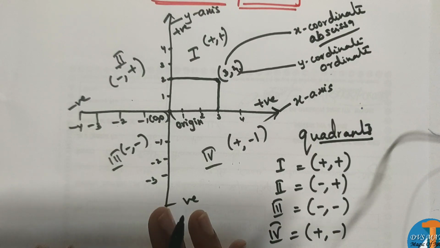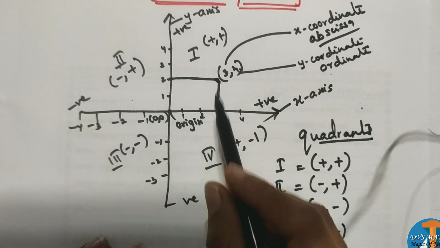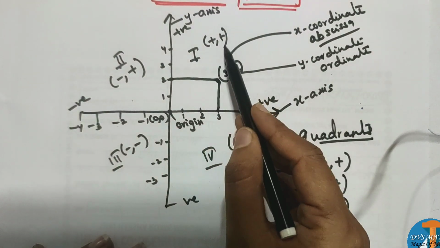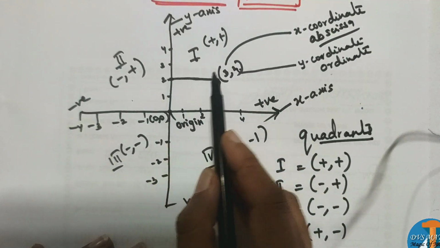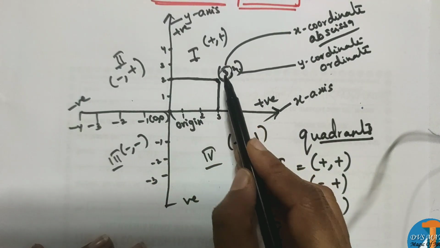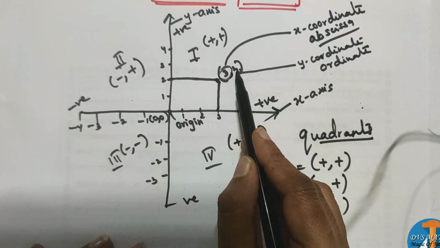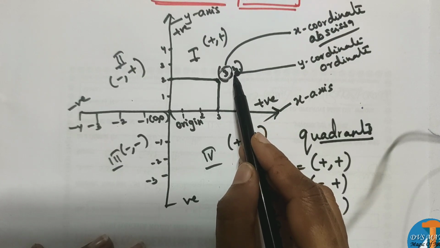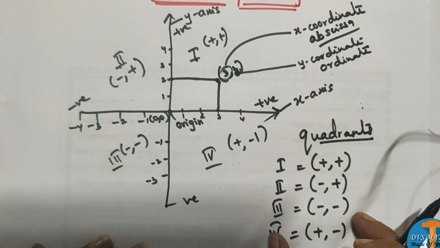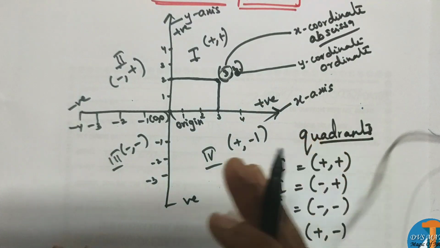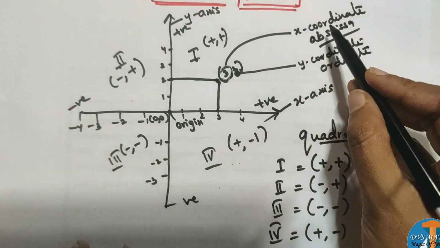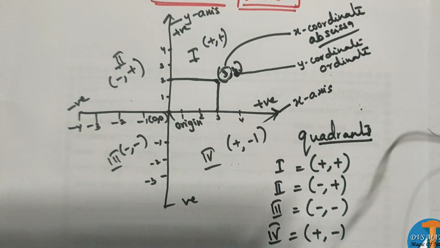Now, related to this, you can observe first it is positive, positive. If you consider only the 3, it is called the x coordinate, or abscissa. If you consider 2, it is the y coordinate, or ordinate. I think it's clear, right? So that was about quadrants, positive axis, negative axis, and about x coordinate and y coordinate.